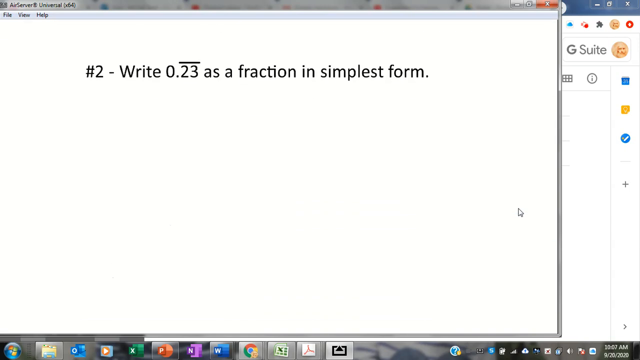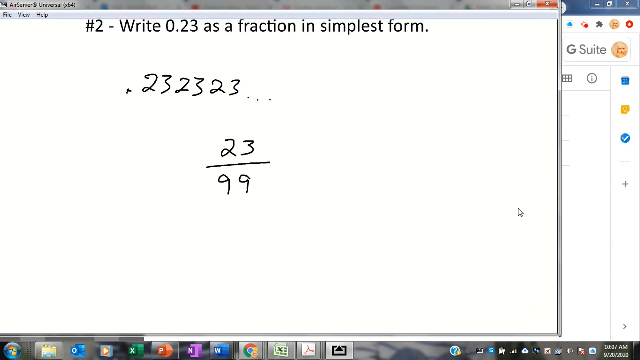Now this one, this is 0.23, 0.232323. It goes on forever. It's actually repeating. So in that case, we take however many digits are repeating. There's 2, so two digits, and you put it over that many nines. So that's 23 over 99. And that fraction, if you divided it on your calculator, would give you 0.23 repeating.